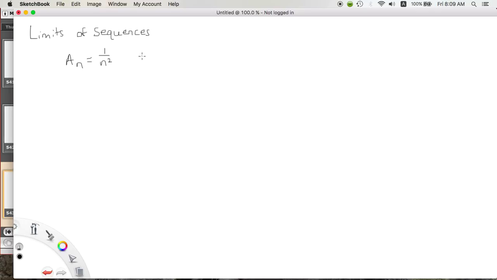So if we have a sequence where each of the terms is given with this explicit formula, what that gives us is 1, 1/4, 1/9, 1/16, 1/25, and on, so that every term looks like 1 over n squared. Now, as n gets bigger and bigger, what you see is that the fraction is going to get smaller and smaller. So what we do is we make something called a limit, which tells us where it's going.